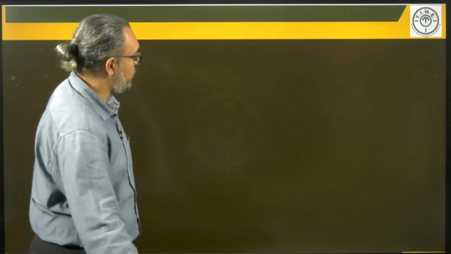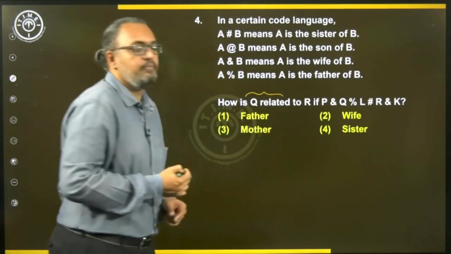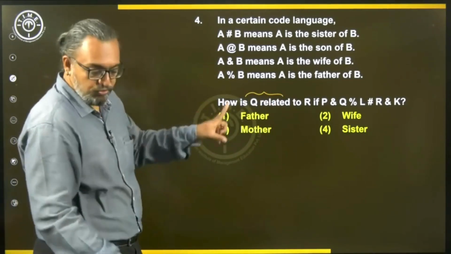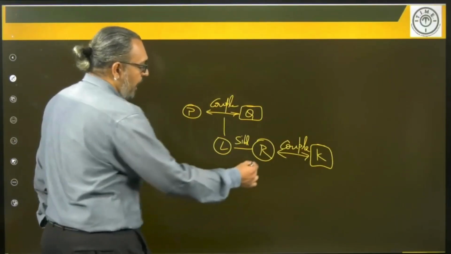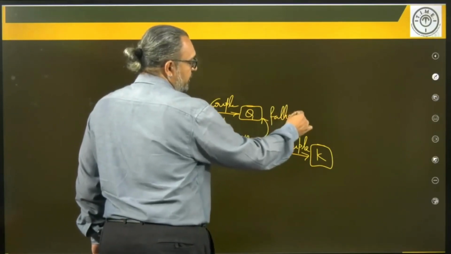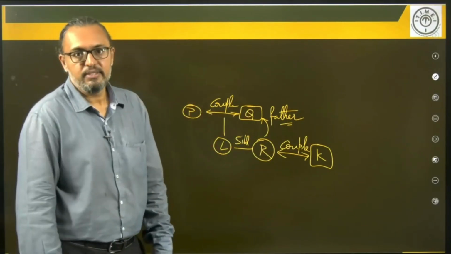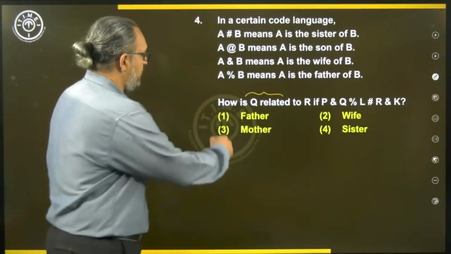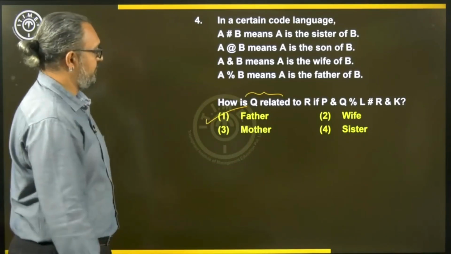Now based on this, the question is, how is Q related? That means from the other person you check. From R you have to check, so from R we'll have to look into Q. From R, again it's a direct relation. The answer you get is father, because for both L and R, Q is the father, and that is available in option 1.